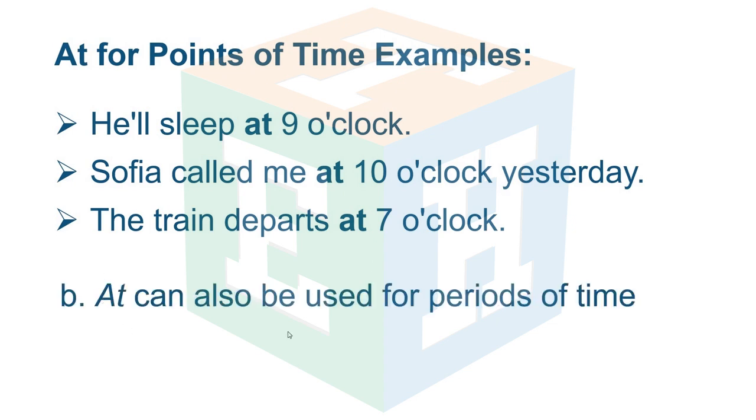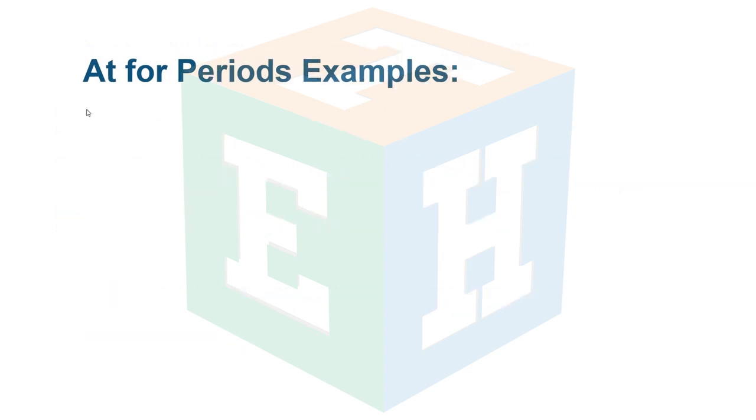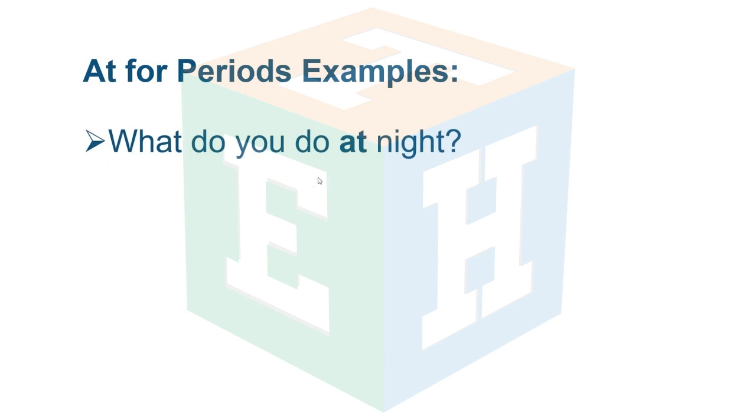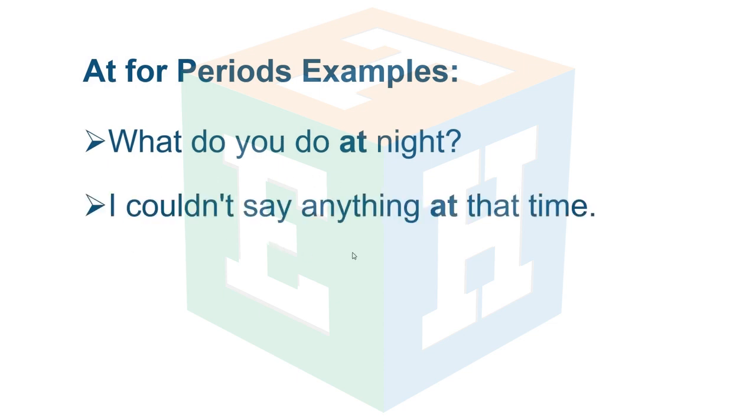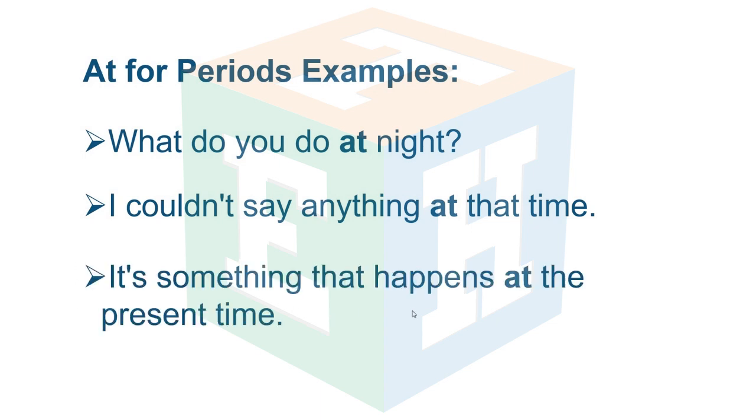B, at can also be used for periods of time. Limited use. At for periods examples. What do you do at night? I couldn't say anything at that time. It's something that happens at the present time.